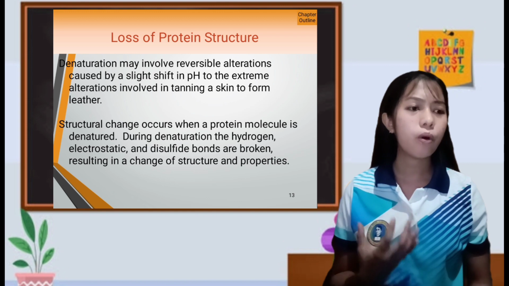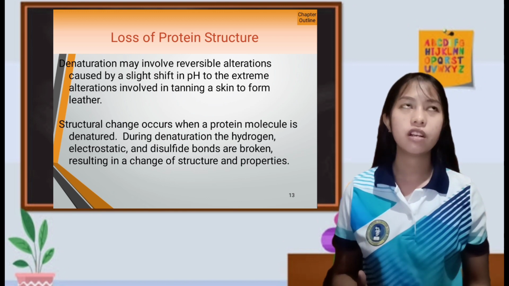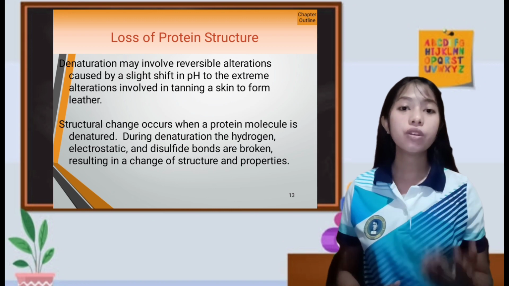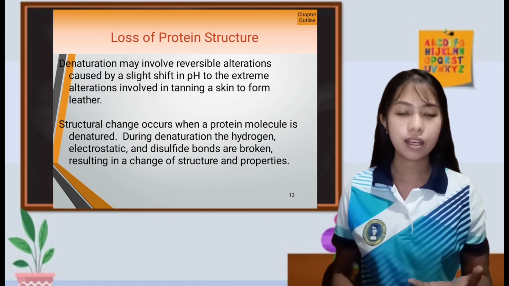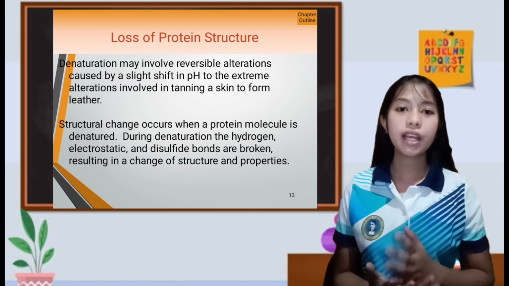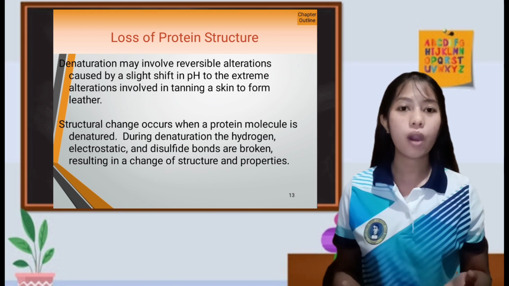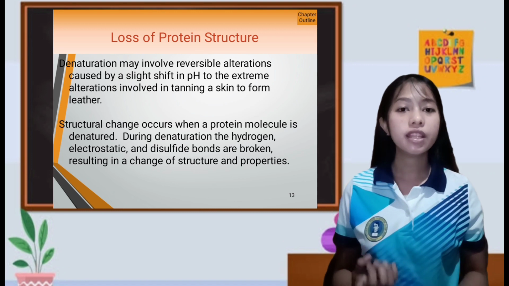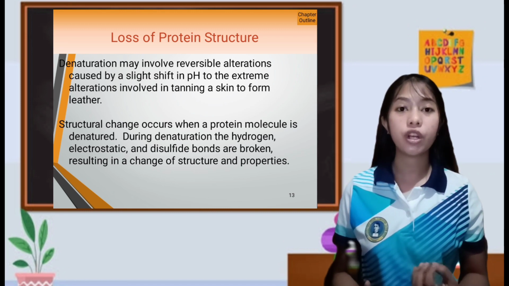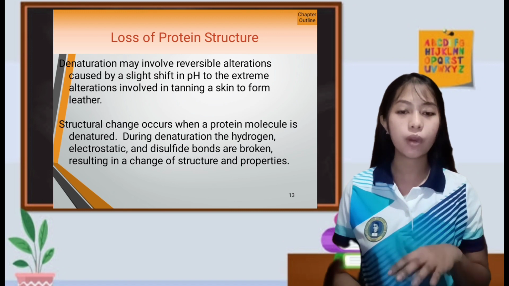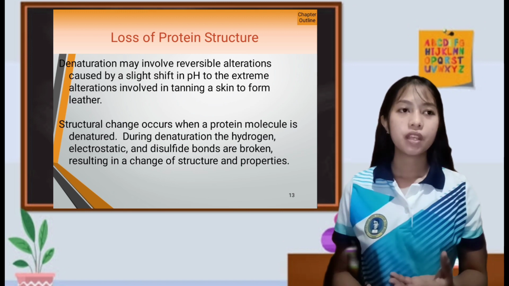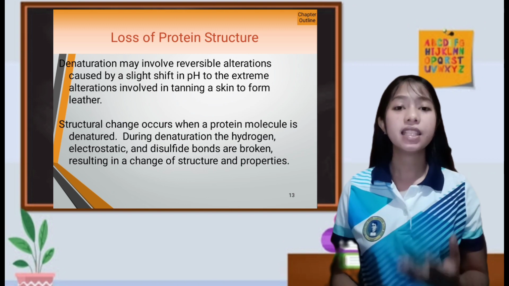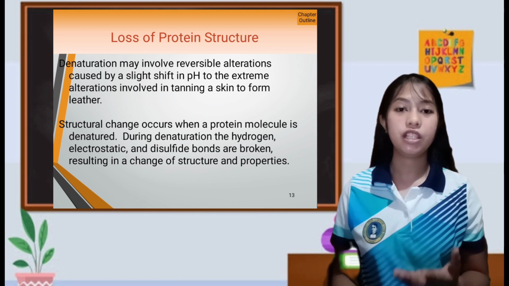Another example of denaturation is when you cook an egg. When you break it, you can see the egg whites, and when you turn on the heat, the egg whites turn white, because the egg white is colorless and turns to a white color. So that's one of the examples of denaturation.